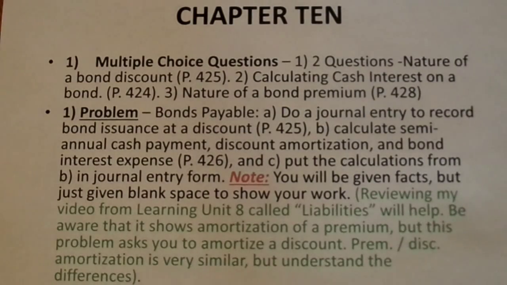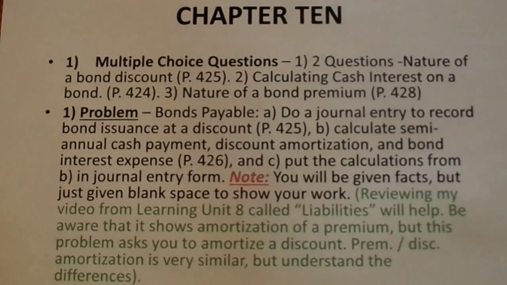Finally, the 4th question will be much like the 2 I mentioned earlier, except instead of thinking about the nature of a bond discount, you're going to be thinking about the nature of a bond premium. Chapter 10 will have one problem, and the problem will deal with bonds payable. Do a journal entry. Notice this has 3 steps, all of which will have to be done longhand in this blank space.